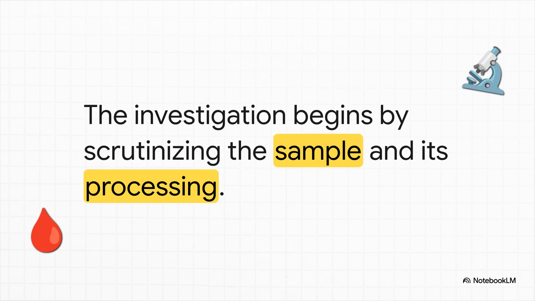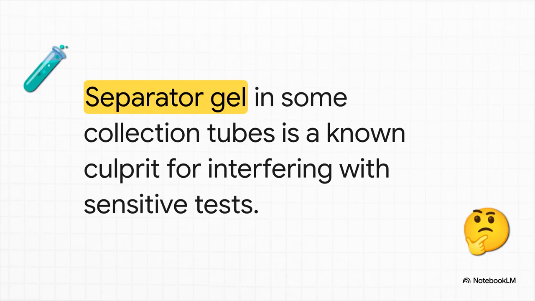They're looking at everything. What kind of tube was used to collect the blood? How was it handled? Every detail matters. And pretty quickly, they usually have a prime suspect in their sights. It's the stuff called separator gel. You find it in some of those blood collection tubes, and its job is to, well, separate the serum from the blood cells. Simple enough.